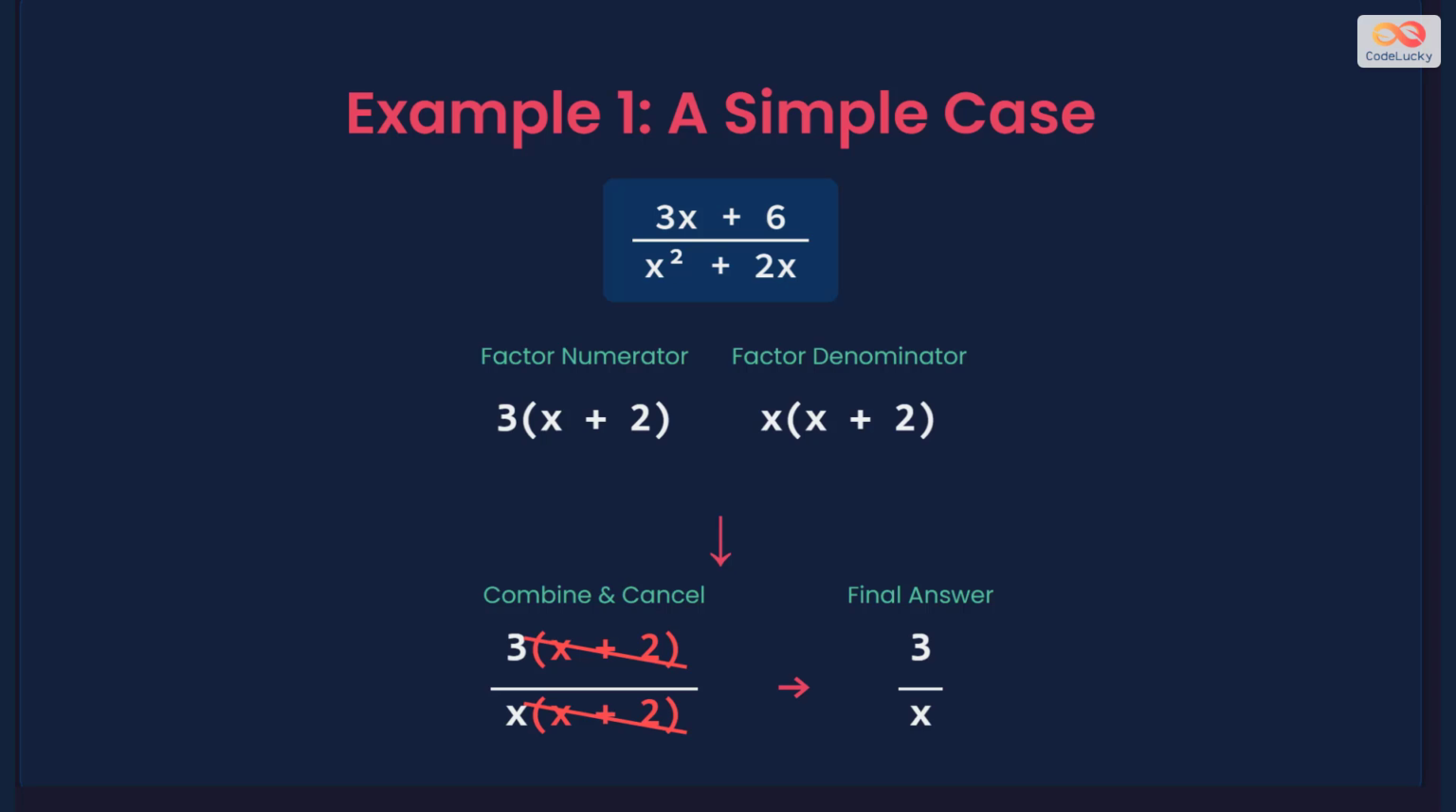Let's walk through an example. We have (3x + 6)/(x² + 2x) first. We factor the numerator by pulling out a common 3, leaving 3(x + 2). Then, we factor the denominator by pulling out a common x, leaving x(x + 2). The common factor of x + 2 cancels out, and we are left with our final answer, 3/x.